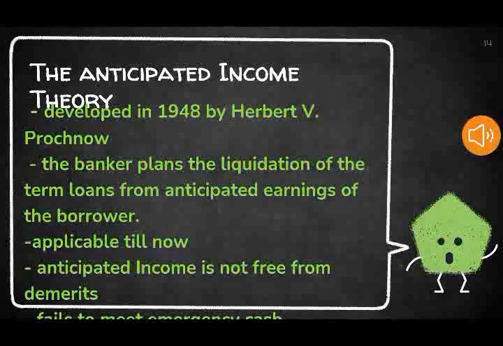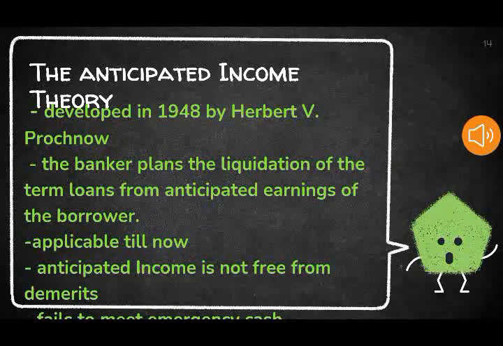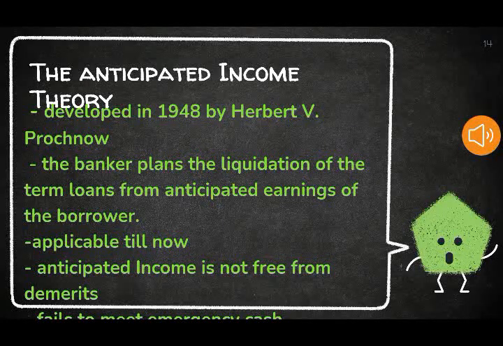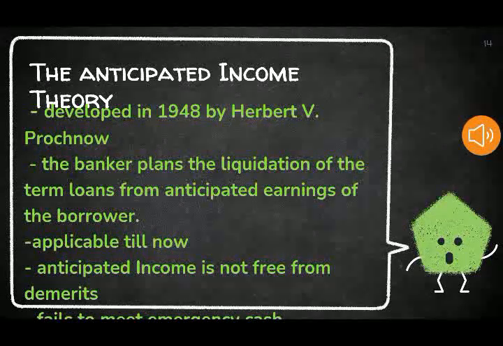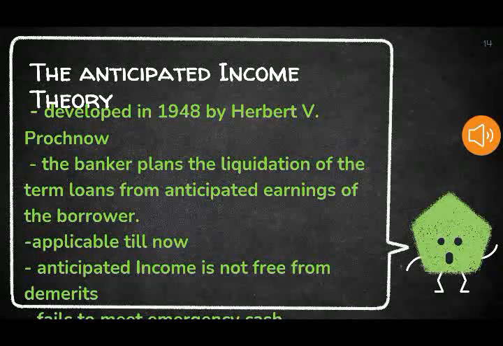Anticipated income theory was proposed and developed by Herbert V. Prochnow in 1948, on the basis of the practice of extending term loans by U.S. commercial banks. Term loans are loans for a period exceeding 1 year and extending to a period less than 5 years. This theory states that irrespective of the nature and feature of a borrower's business, the bank plans the liquidation of the term loan from the expected income of the borrower.